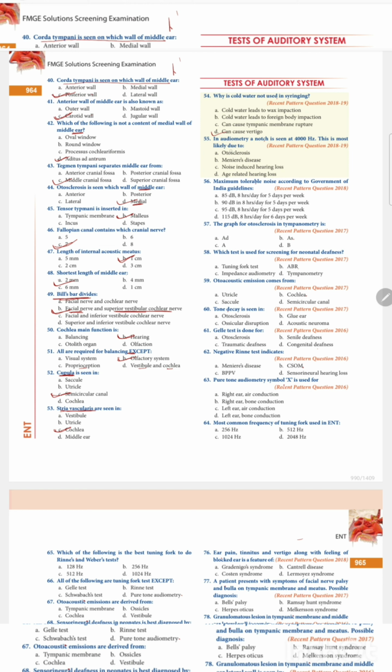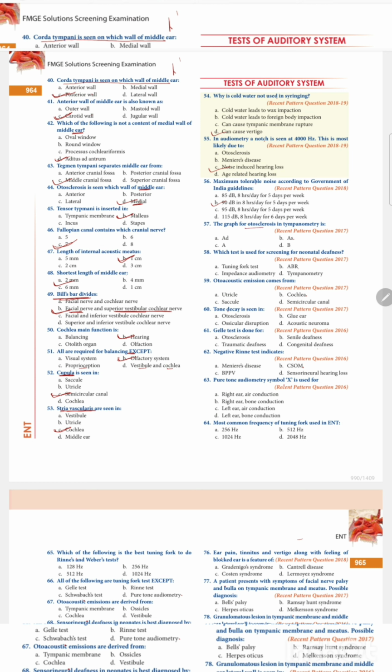An auditory notch is seen at 4000 Hz. This is most likely due to noise induced hearing loss. Maximum tolerable noise according to the Government of India guideline is 90 decibels for 8 hours per day, 5 days per week.